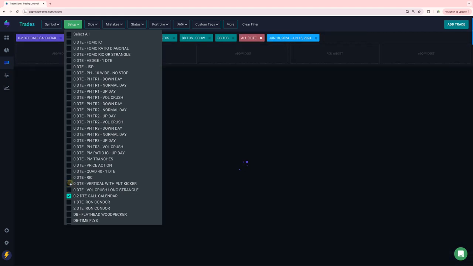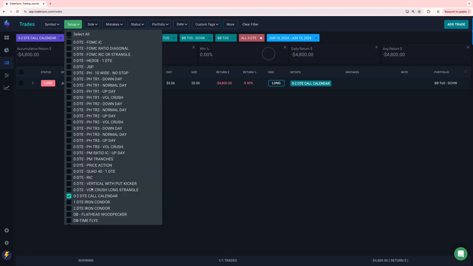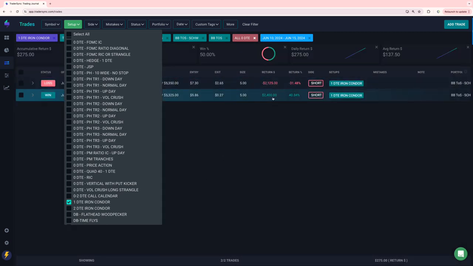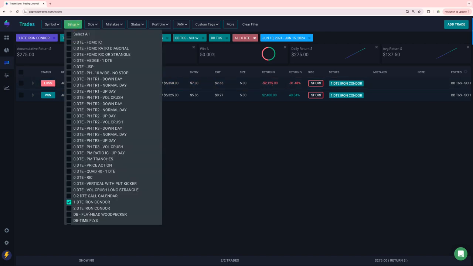O2 call calendar. This one took a hit. Had just one trade, but it got smoked for about 4,800. 1DTEs outside of my challenge, just two trades here, one winner, one loser, which is kind of weird. The one in my challenge portfolio escaped getting stopped, but the one in this account got stopped. So one was a 45% winner. One was a stop out loser for minus 2100.